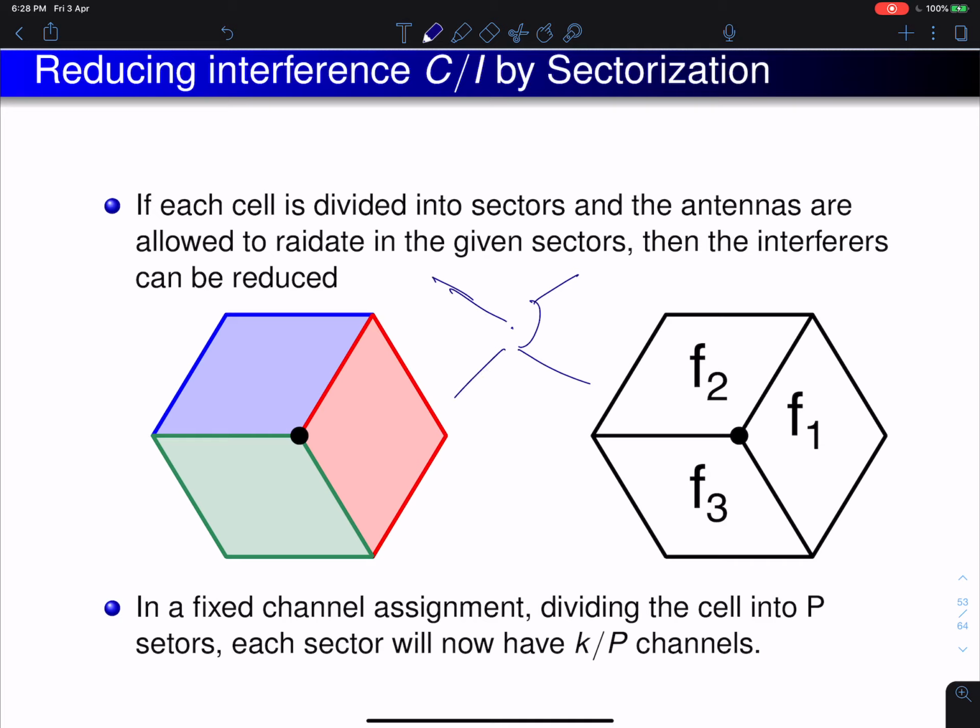Now what I'm going to do is that I initially had k frequency channels. I'm going to divide those into k by p, where p is the number of sectors. In this case, I've shown an example with 3. So each sector will be given k by 3 channels. I'm going to reduce the number of channels per sector because the area of coverage is less. I'm assuming users are uniformly distributed, so I can reduce the number of channels per cell. But now they are going to radiate in a sector instead of radiating all 360 degrees.